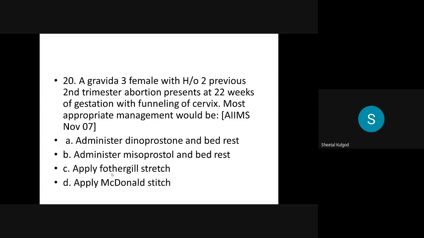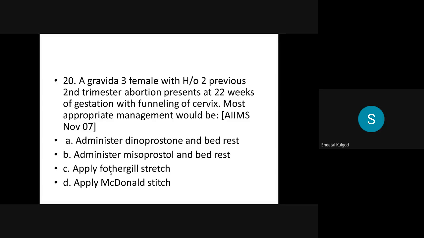Anybody? It's also called Fothergill's operation or even Manchester operation. Where is it used? Anybody? Students, are you all there? If I don't get a response, I feel like I'm all alone here. So where is this Fothergill's operation done? In which condition?